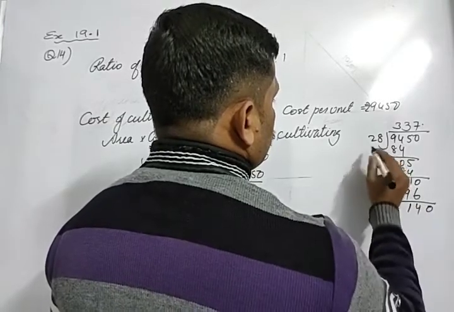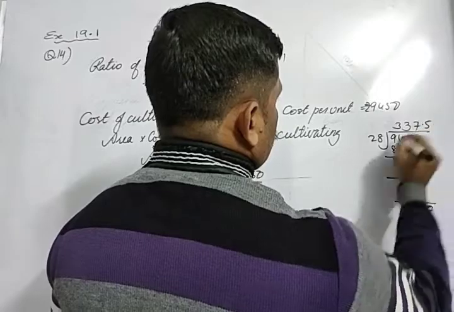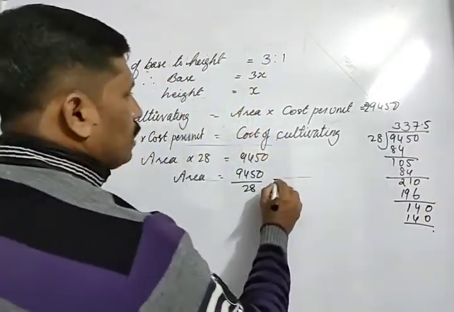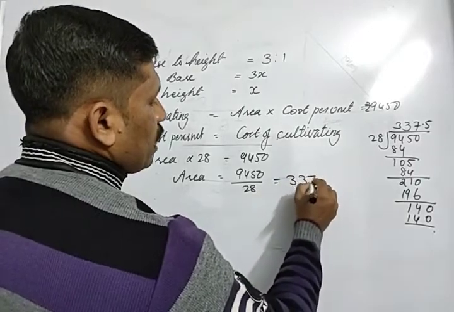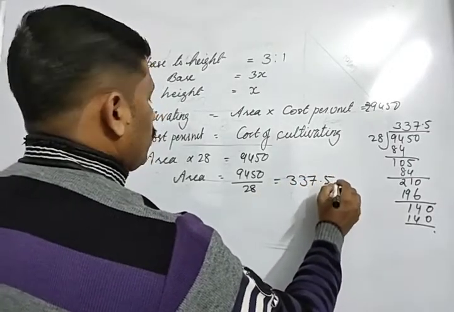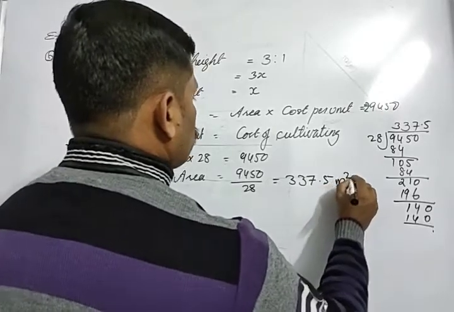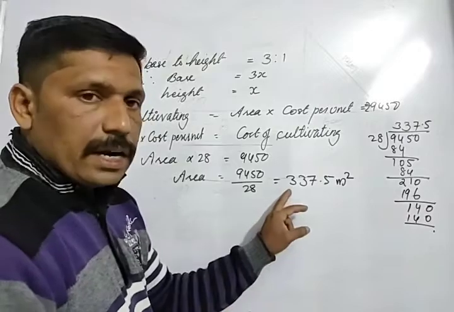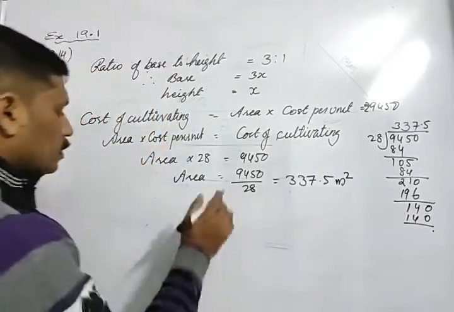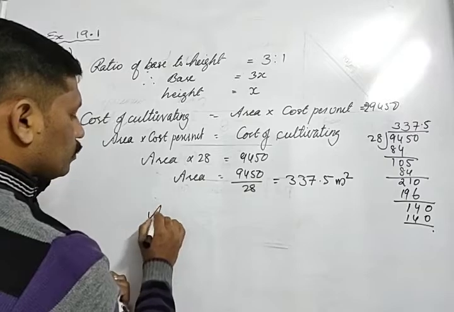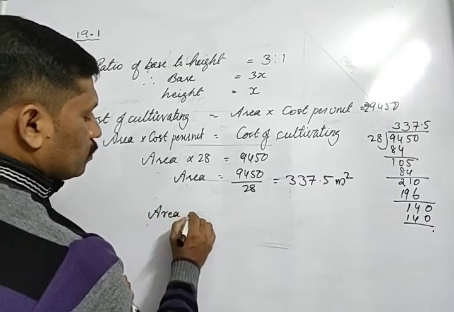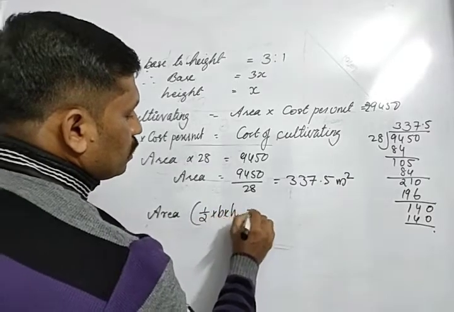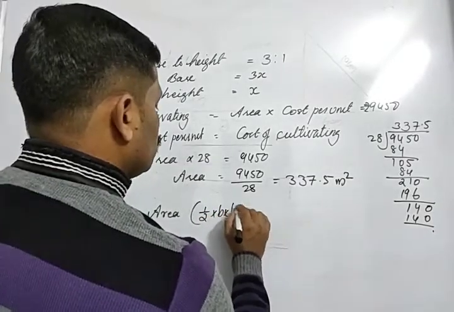5 times. 5 times. That means it is equal to 337.5. Area is equal to 337.5 meter square. So we got area is equal to 337.5. So area is equal to, that means half into base into height is equal to area.